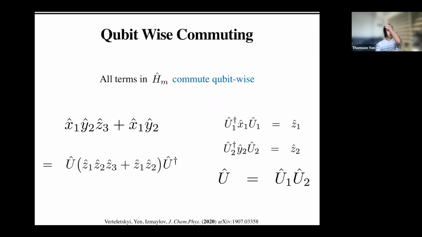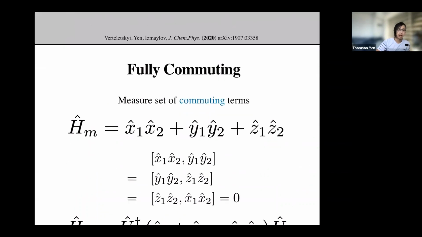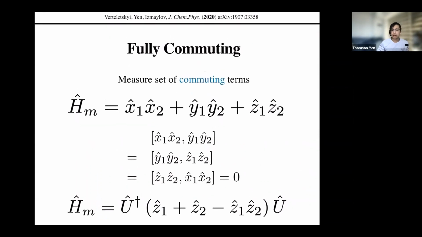So one way to improve on this method is to relax the condition, because commuting qubitwise is too hard. And instead, we can say that we can measure all of the commuting terms.